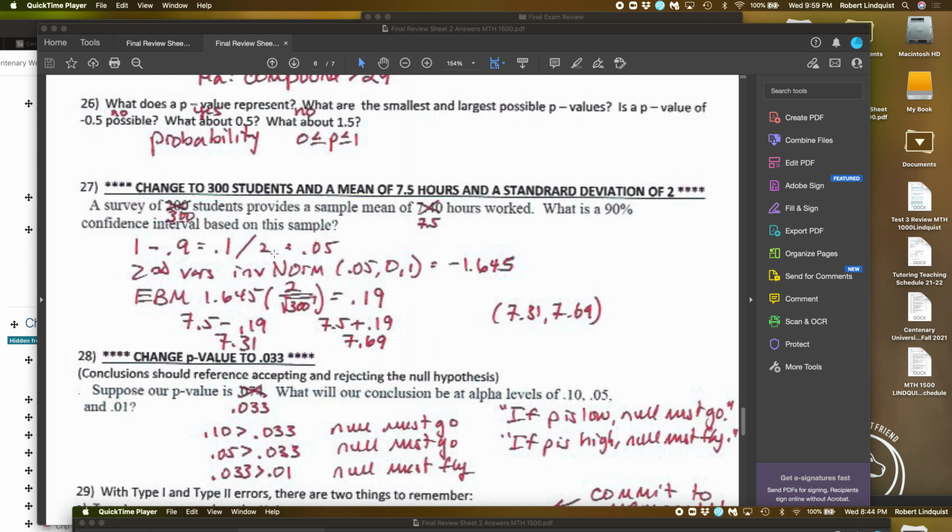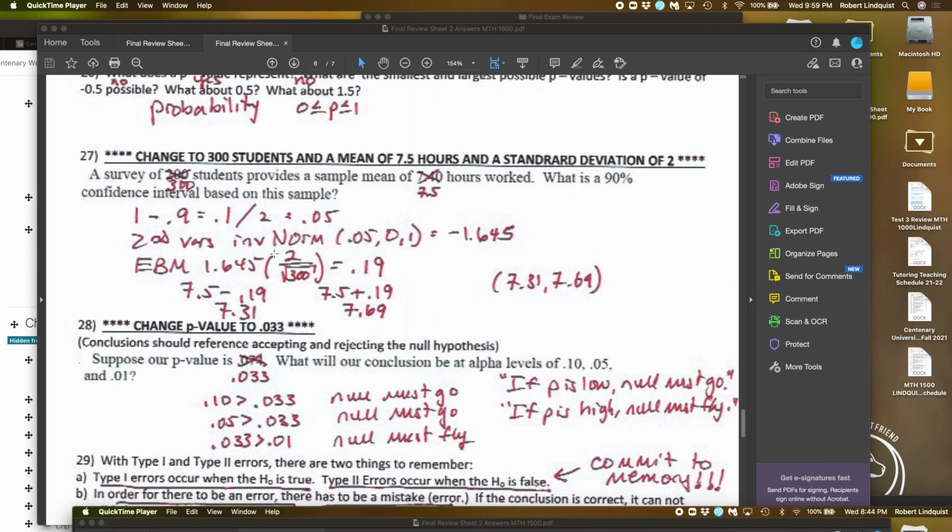Okay, number 27. Change to 300 students and a mean of 7.5 hours. So a survey of 300 students provides a sample mean of 7.5 hours worked. What is a 90% confidence interval based on this sample? So to find the confidence interval, it's everything in between the two split ends. 1 minus 0.9 is 0.1. Then I split that in half to get the two tails on either side, and they're 0.05. So I do inverse norm of 0.05 with 0 and 1. That's the z-score way of doing things: 0 mean, 1 standard deviation. And I get negative 1.645.